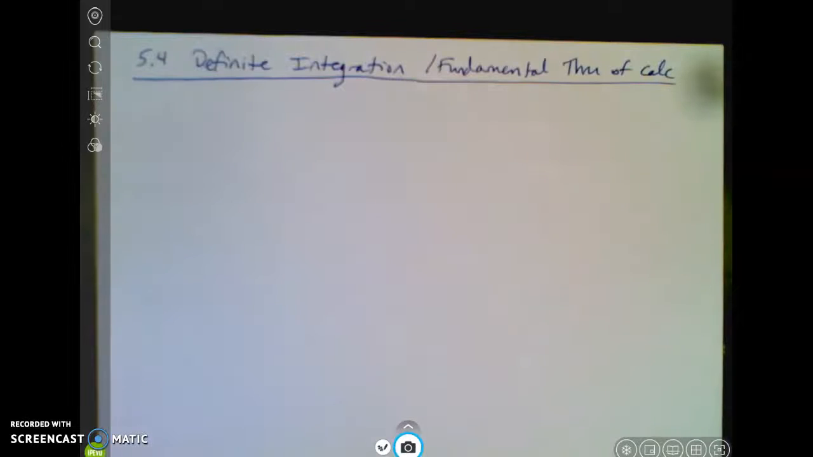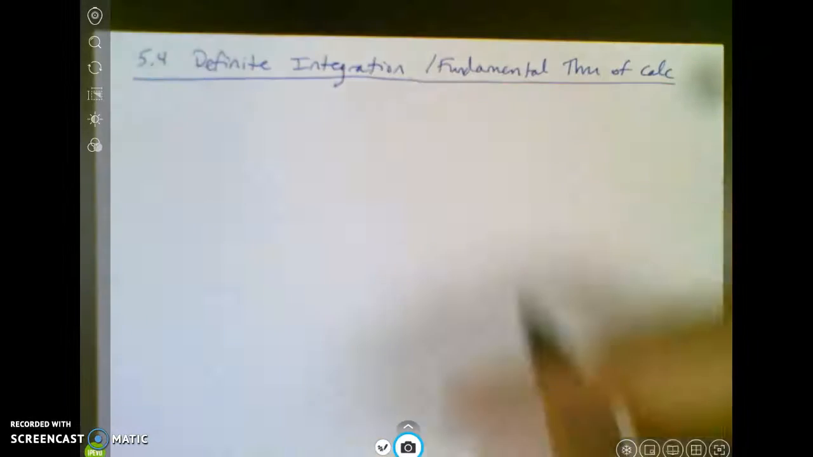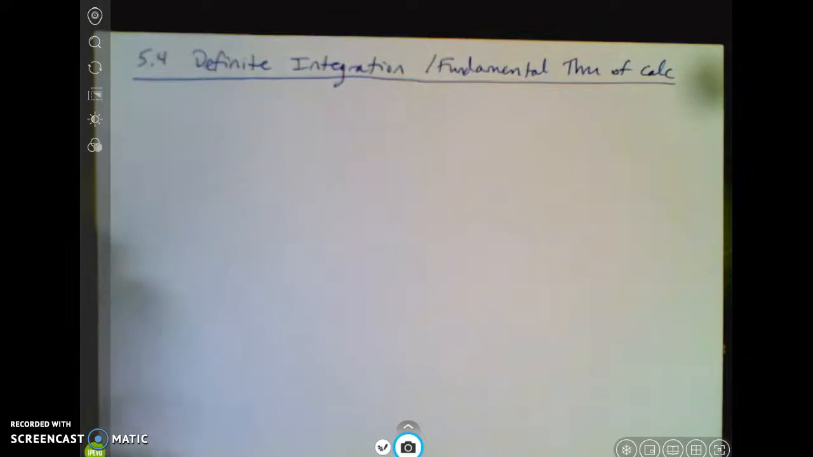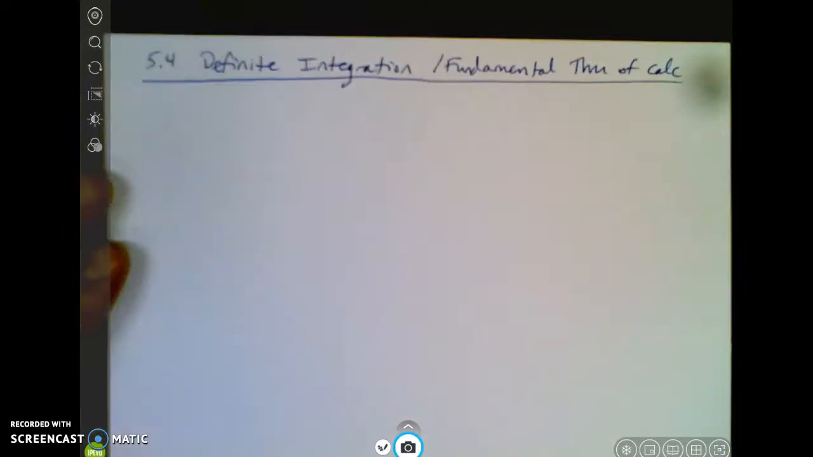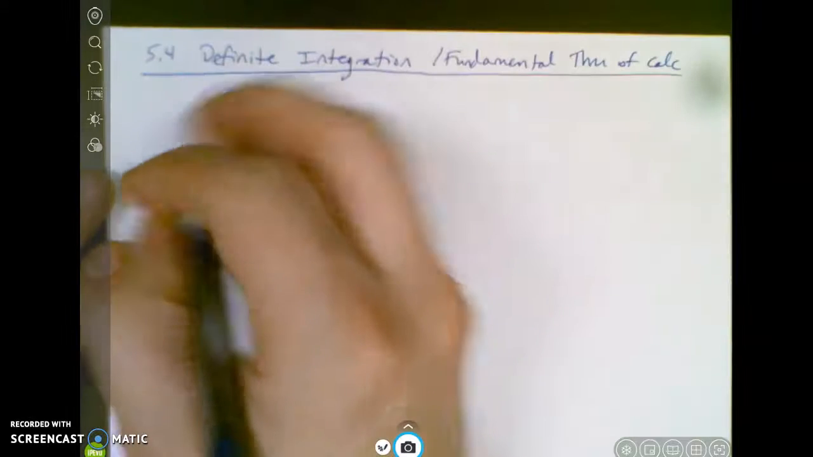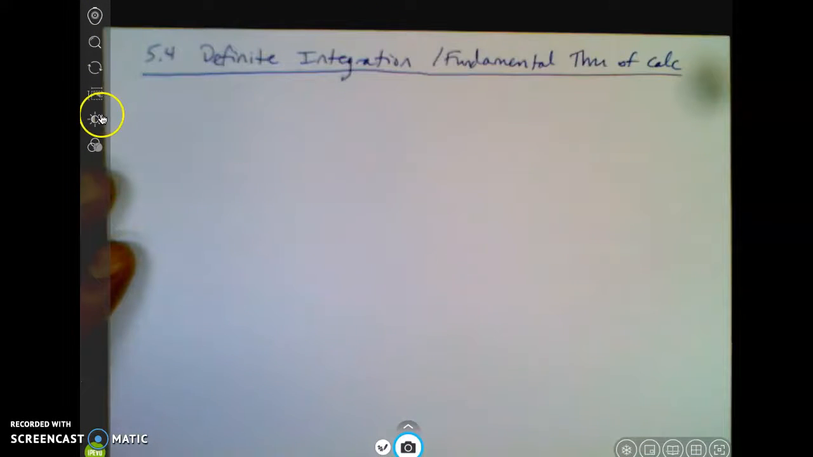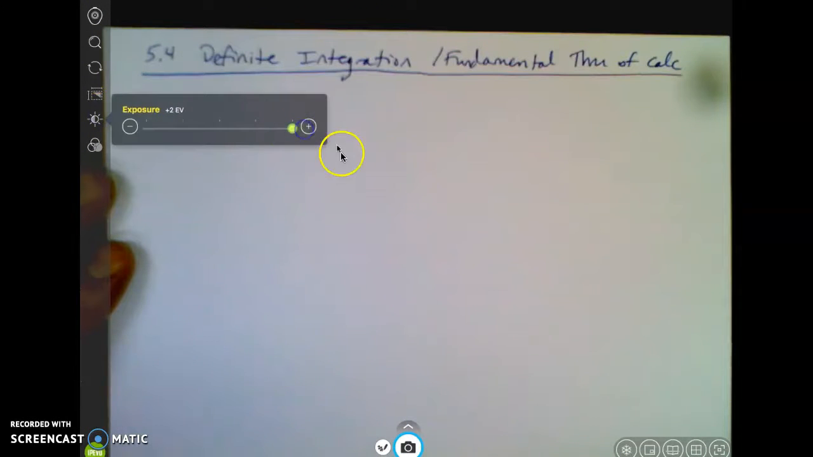All right, so here's the definition of the definite integral, section 5.4, definite integration and the fundamental theorem of calculus. So real quick recap, because I think I did this in 5.3 for an unknown reason. Quick recap, what is the fundamental theorem of calculus?